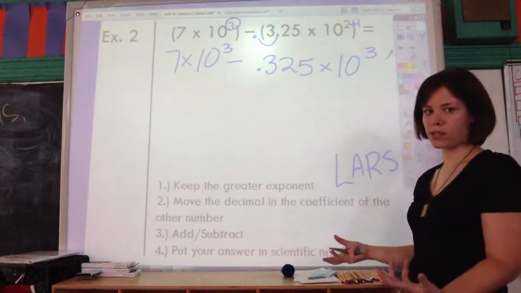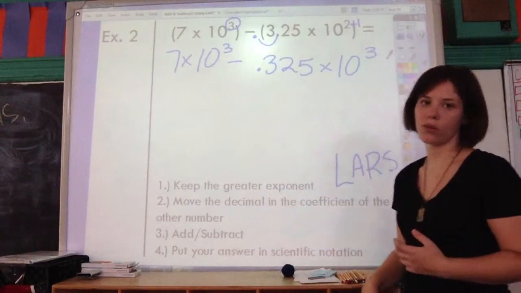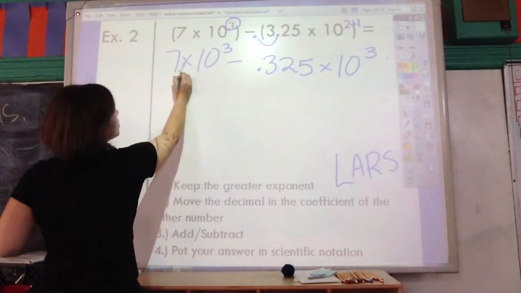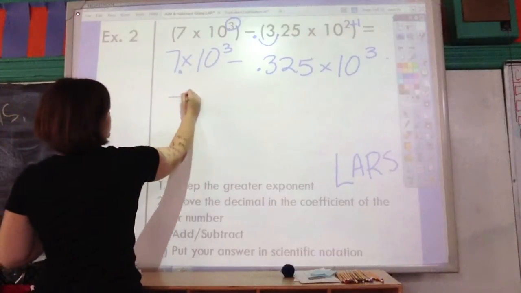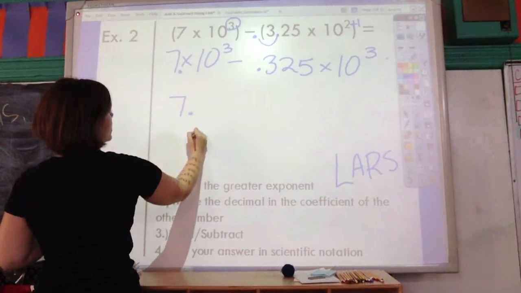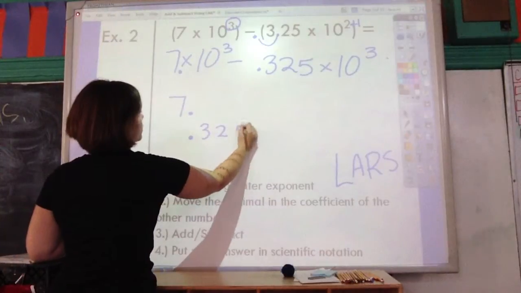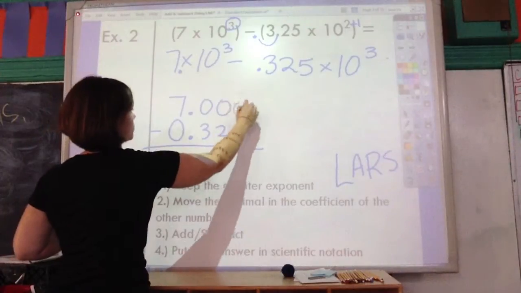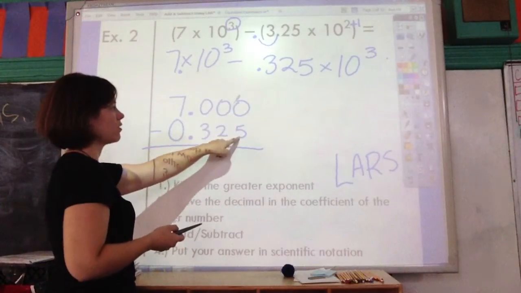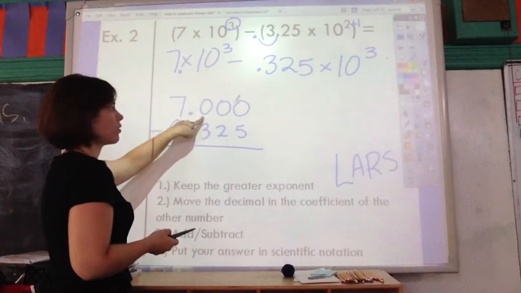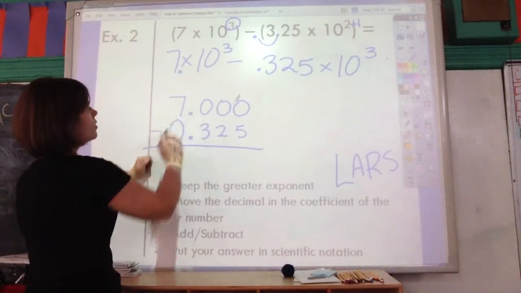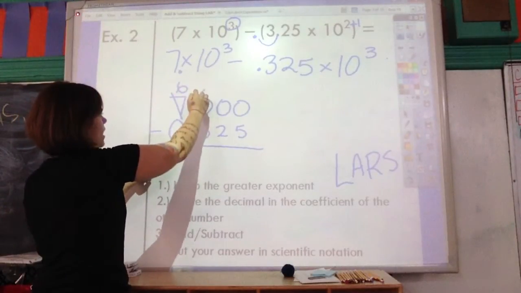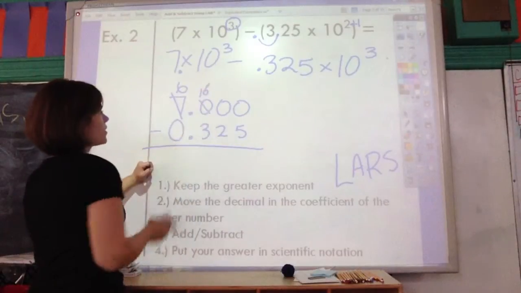Now that my exponents are the same, I can just subtract out my coefficients. Remember that this is a whole number 7, so my invisible decimal is right here. When I line these numbers up to subtract, I need to line up my decimals and fill in zeros anywhere I don't have zeros. I can't do 0 minus 5. I go next door. I can't regroup. I can't regroup. I have to go all the way over to this 7. I'm going to rewrite it as a 6, and that means now I have 10 tenths.